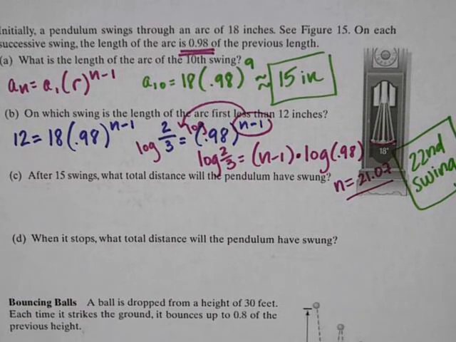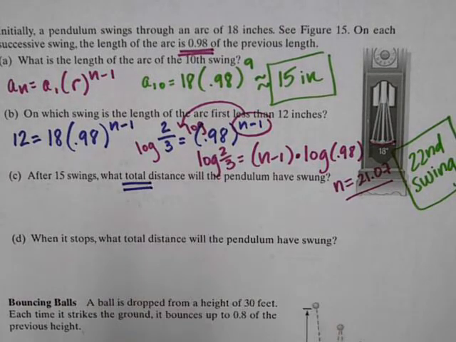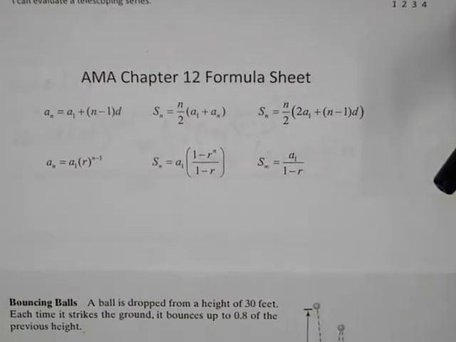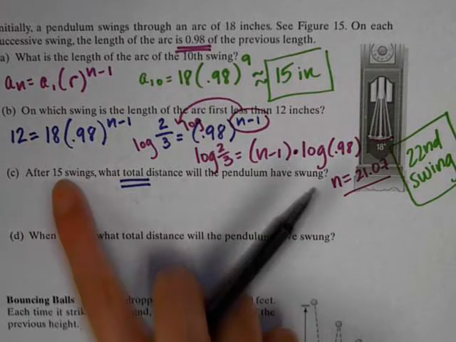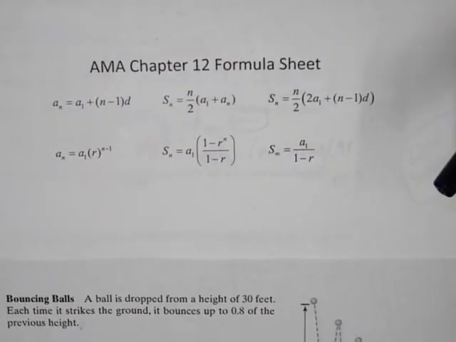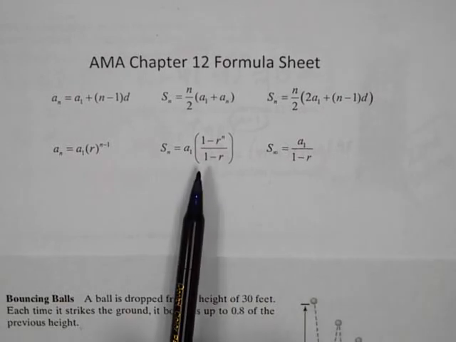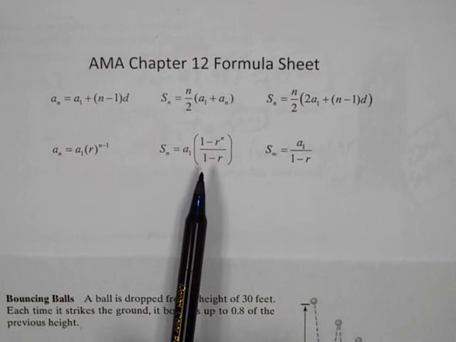Okay, C says, after 15 swings, what is the total distance? Total distance is a sign that we want to use a geometric sum formula. So let's pull out our formula sheet. Which one of these is for a finite geometric sum, because it says 15 swings? That's going to be this one right here: a sub 1 times 1 minus r to the n over 1 minus r. I don't remember when we did that.